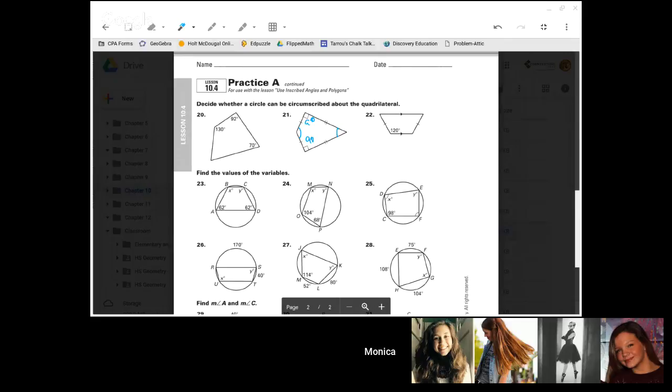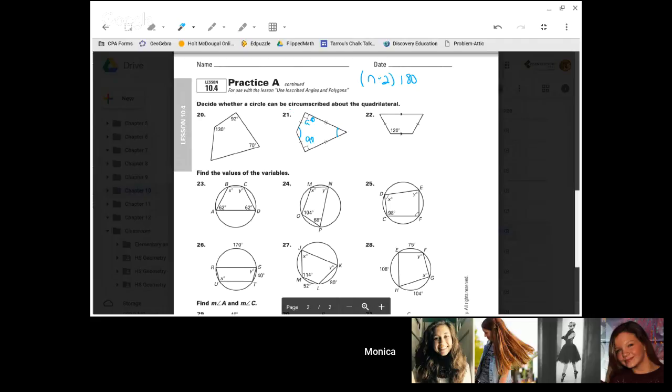a quadrilateral, right? It's got 4 sides. So what do we know the total interior angles have to add up to? No, not 180. This is where you use that formula, n minus 2 times 180. Number of sides minus 2 times 180. Okay, so all of those angles on the inside have to add up to 360.